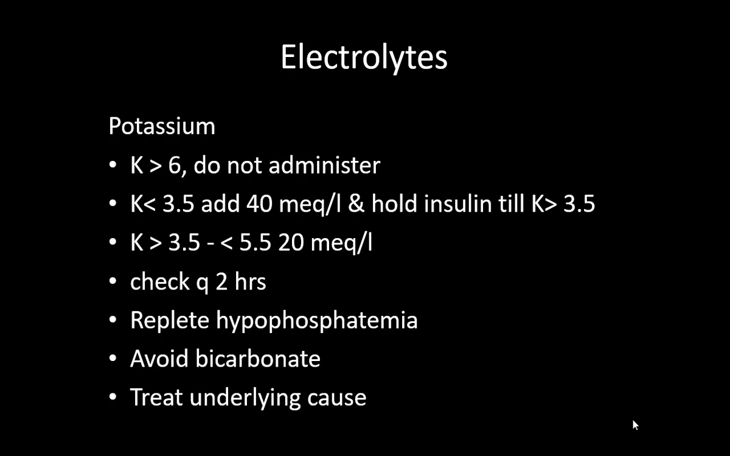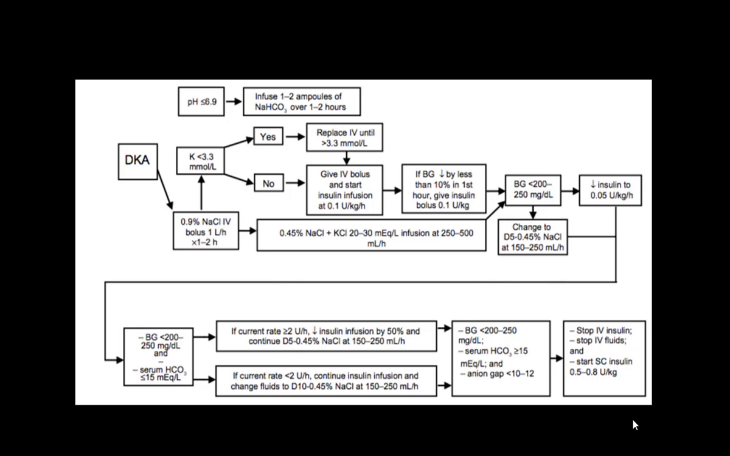Replete hypophosphatemia. Now you have IV potassium and phosphate available, so you can add 30 to 40% of potassium as a combination of potassium and phosphate to replenish the hypophosphatemia. Don't give bicarb. Why? It will again push the potassium inside. Treat the underlying cause. The same thing: if the pH is less than 6.9, then only look for bicarbonate, but please correct the potassium before that. If potassium is less than 3.3, replace till you reach 3.3. If the potassium is fine, you start your insulin infusion and continue accordingly.